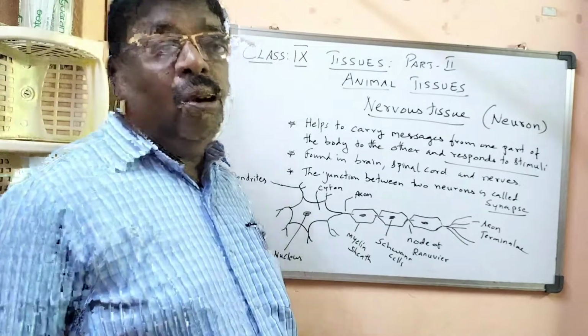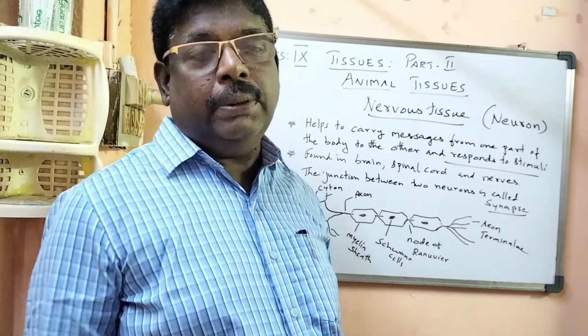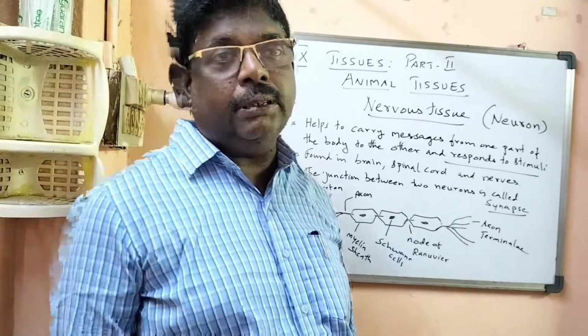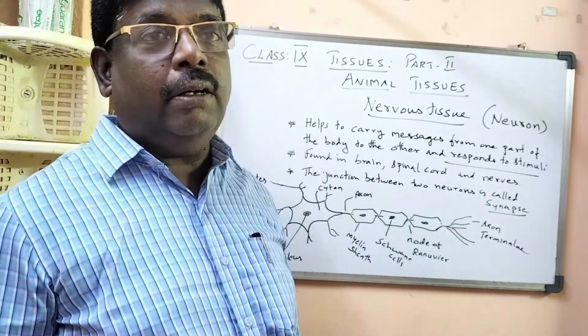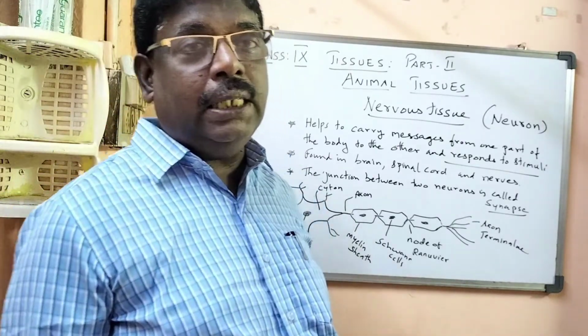So in this lesson, we saw about the various types of animal tissues: epithelial tissue under that four types, then muscular tissue, then connective tissue, and finally the nervous tissue.